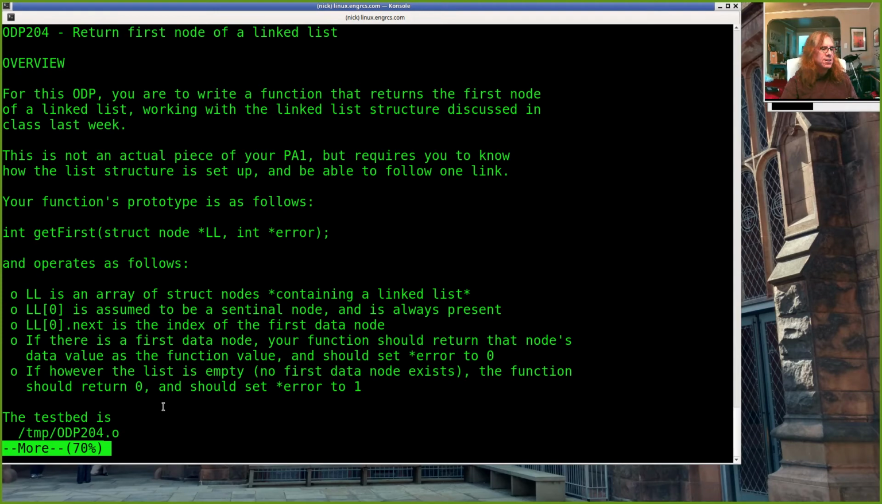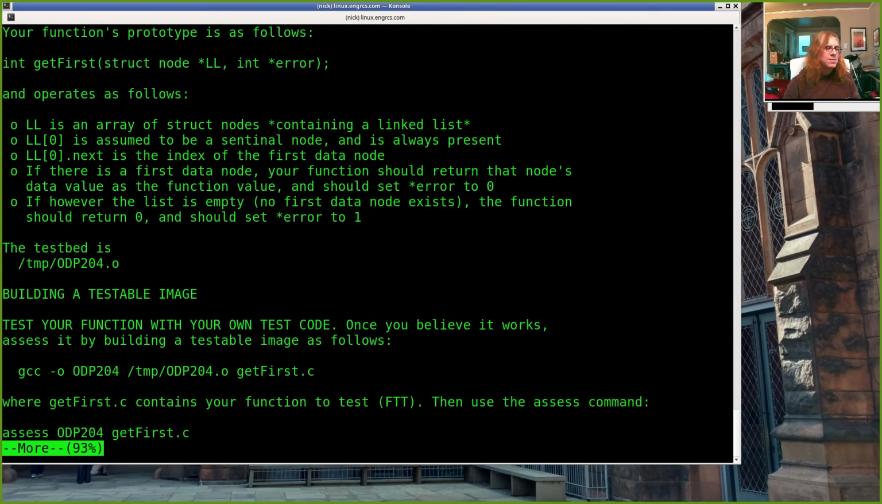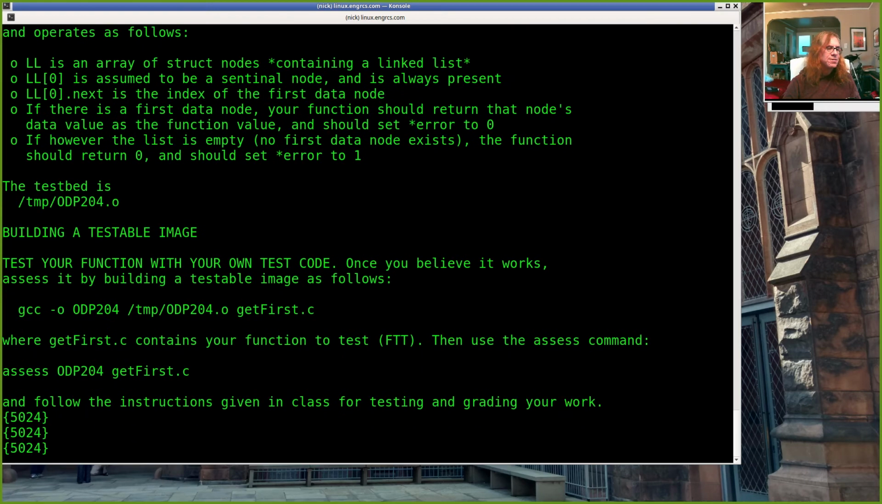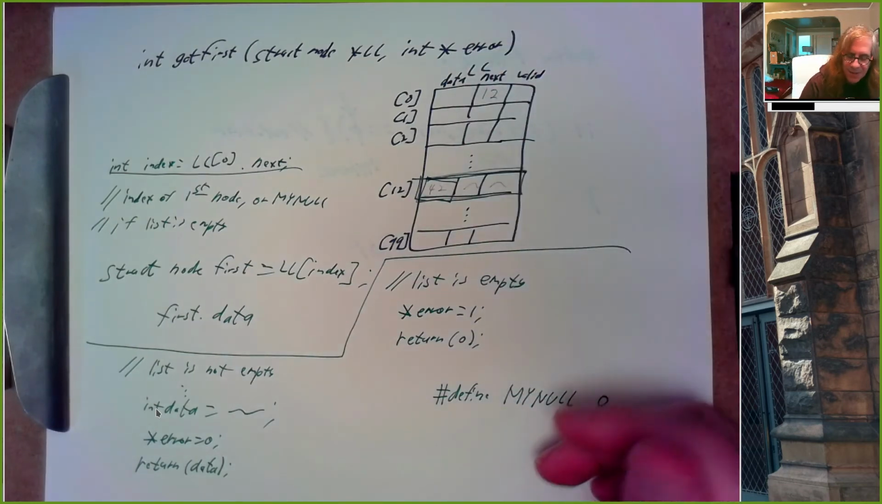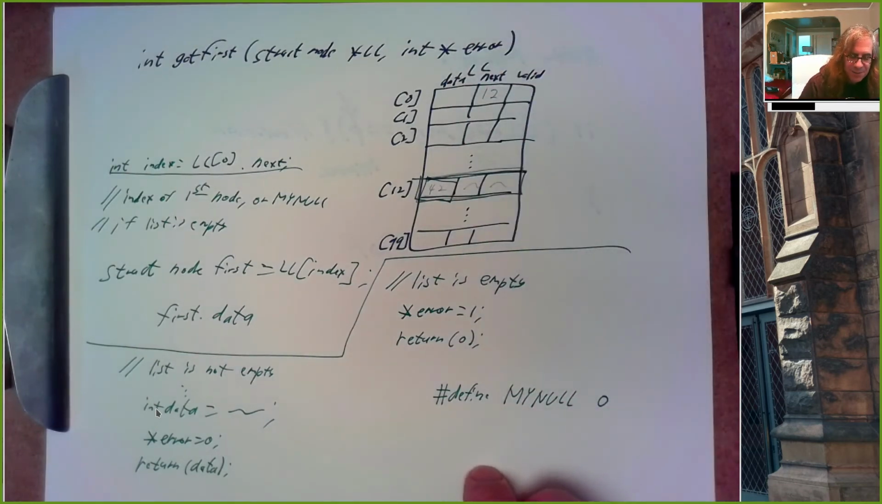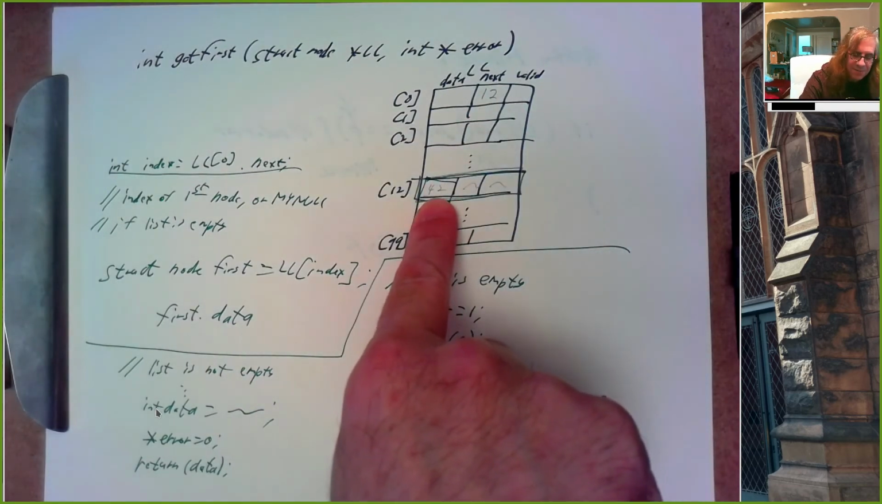All right. So link together with ODP 204.0. Compile in the usual way. Assess it. Now, how do you write test code for this? Make yourself a bogus linked list, right? Make yourself a struct node array and set up some values. Take element 0, set the next field to 12. Take element 12, set the data value to 42.